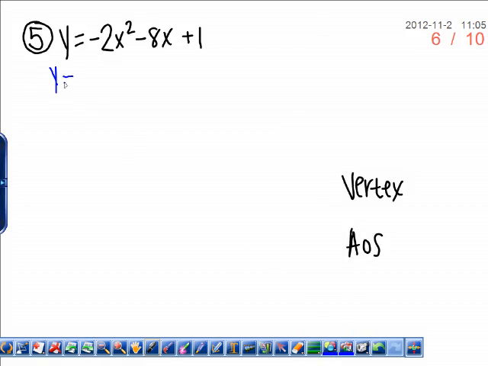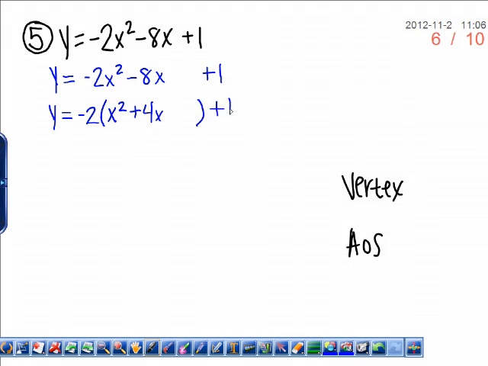All right, so I'm going to rewrite this. What do I have to pull out? Negative 2. When I pull out negative 2, what do I get? X squared plus 4x, right? That's an easy spot to mess up right there. Leave space in your parentheses, plus 1.